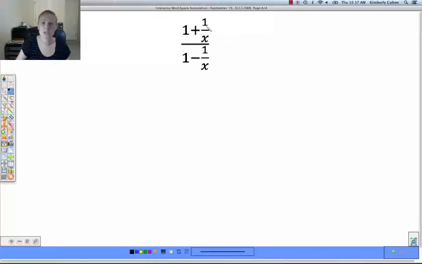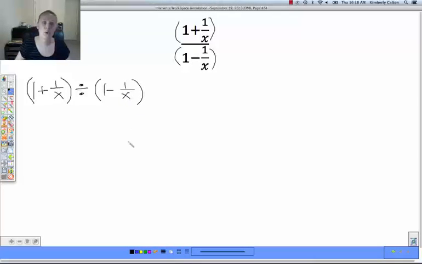So we're just simply going to write the top part below. We have 1 plus 1 over x in parentheses if you want. And notice it's divided, so let's write it as divided. And then we have the bottom. So we have 1 minus 1 over x. Now before we can actually do keep, change, flip, we need to simplify these fractions to make one fraction.